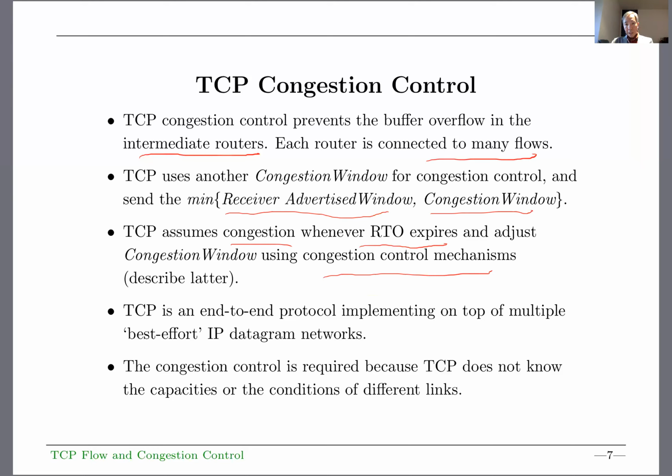Okay. TCP is an end-to-end protocol implemented on top of multiple best-effort IP datagram networks. That is, TCP is the transport layer protocol, and it can be implemented on top of several IP packet networks. Now this is important: congestion control is required because TCP does not know the capacity or the condition of the different links. If TCP is sending very slowly, that's fine. But if you want to send as quickly as possible and utilize as much capacity as possible, then the congestion rate has to be adjusted. So you start slowly and get up to a certain value, then you might lose one or two packets, and then you readjust again. So you slowly adapt to what is the maximum possible.